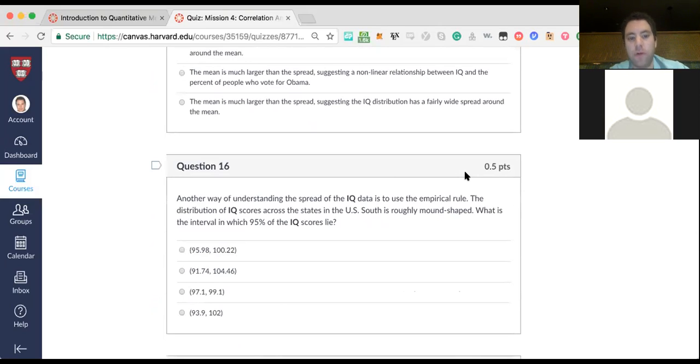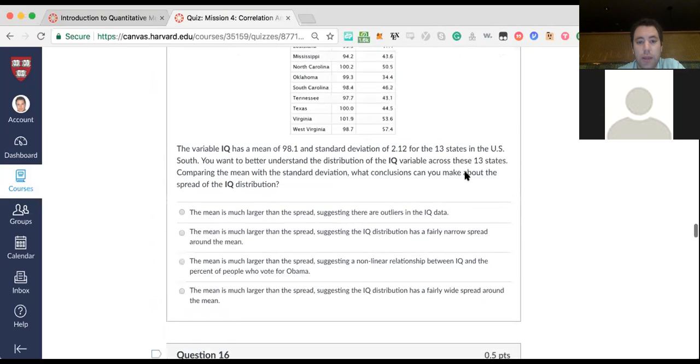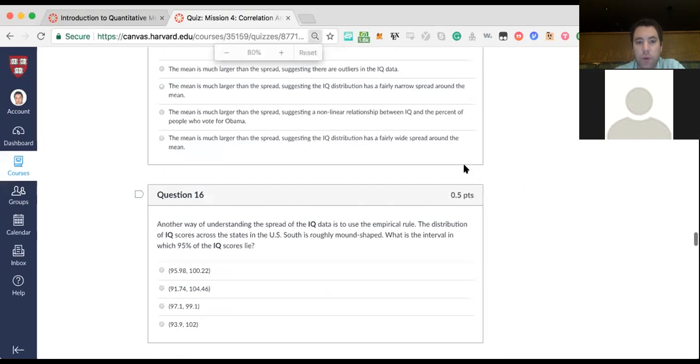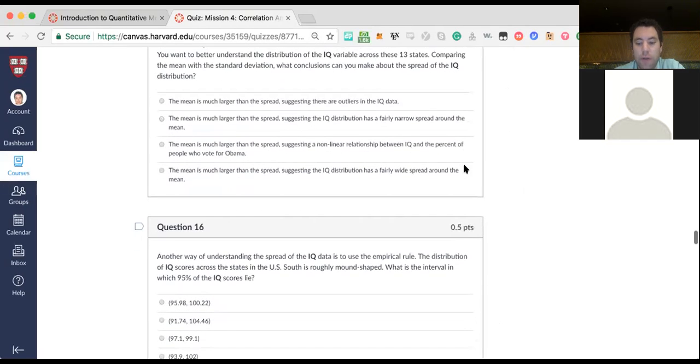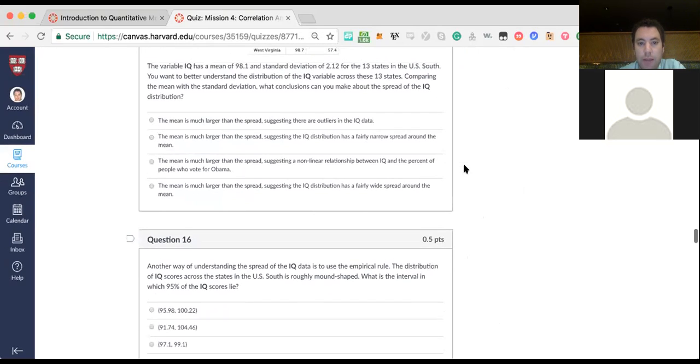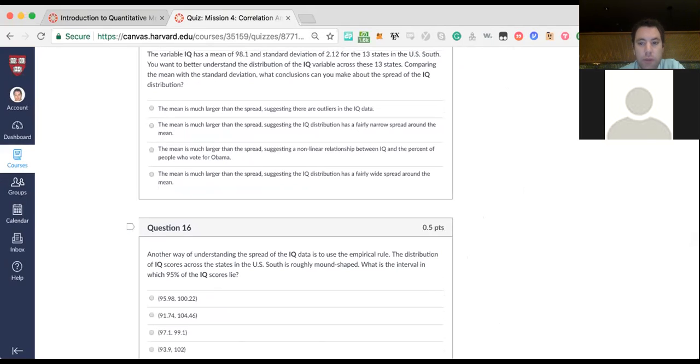If you remember, for 95% in the empirical rule, we're looking at plus or minus 2 standard deviations of the mean. So here we say that the mean is 98.1 and the standard deviation is 2.12. In order to figure out what the 95% interval would be, we would multiply the standard deviation by 2. So 2.12 times 2 is 4.24. And then we'll add and subtract that from 98.1.